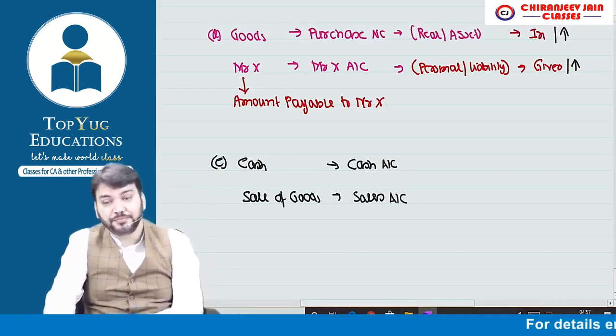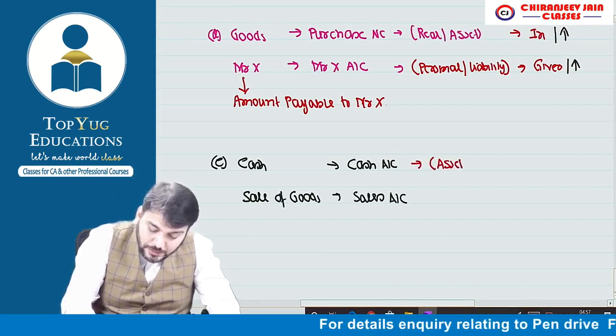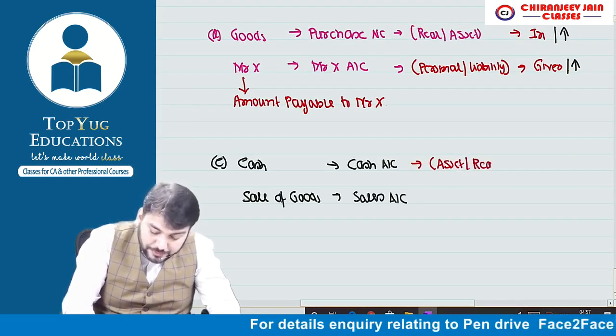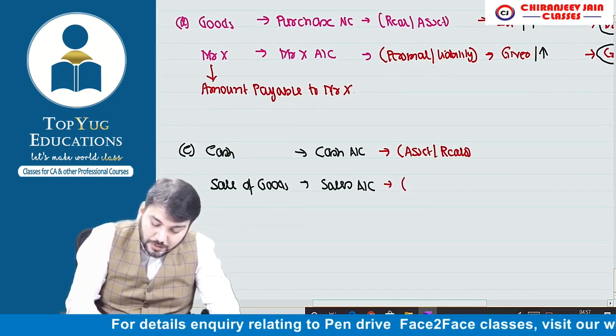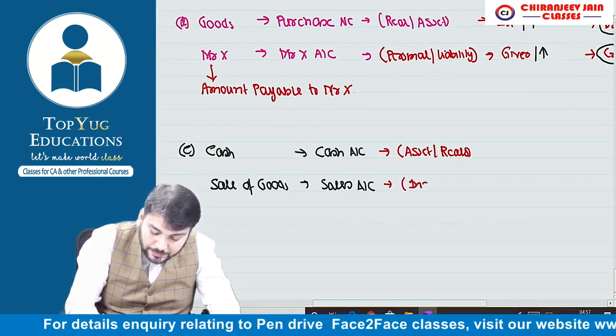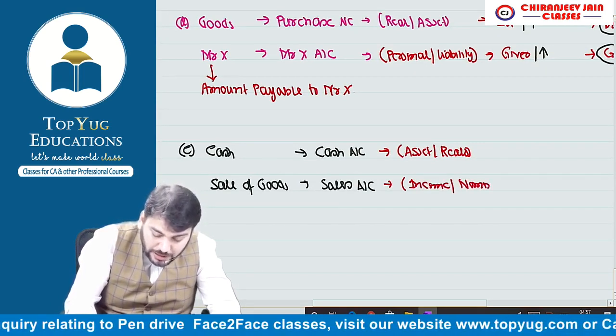Understood this point? Now, can I say cash is an asset and real account? Can I say sales is what? Income and nominal account.